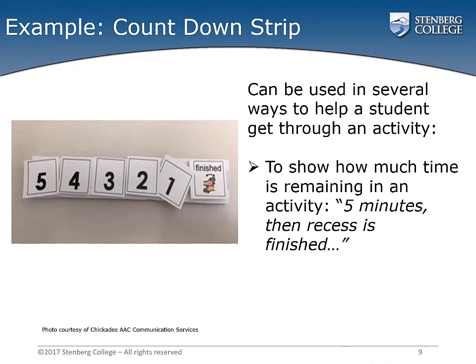For example, if your student has a difficult time transitioning off the playground once recess is over, you can carry this with you to count them down. When you are 5 minutes away from the end of recess, show your student the countdown strip with all 5 numbers and say, 5 minutes, then recess is finished. After a minute goes by, show your student the visual again, this time removing the number 5 and saying, 4 minutes, then recess is finished, and so on until no numbers remain and it's time to go inside.